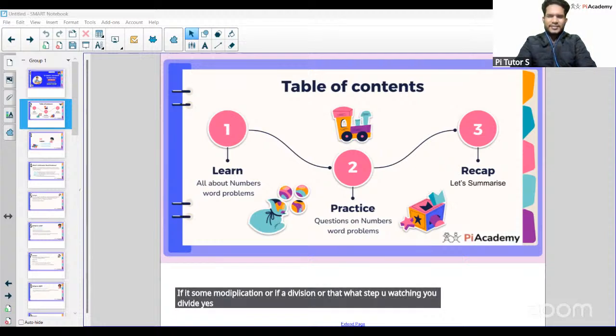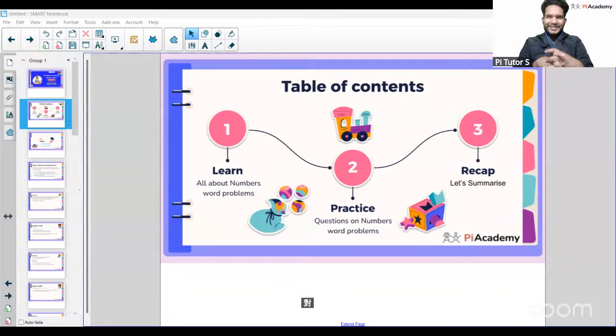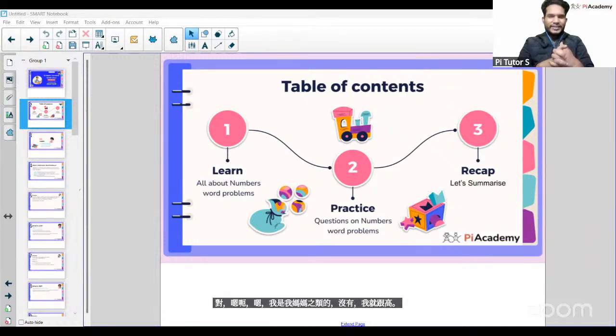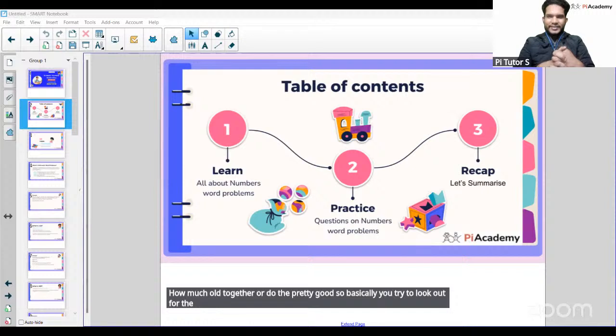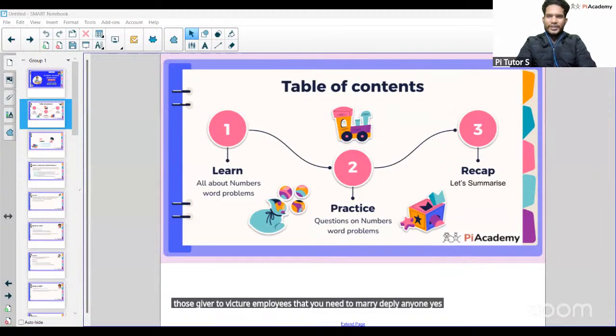Yes, Asaz, go ahead. There are some words that mean division. If you have to add everything, how much together. Altogether or total, right? Yeah, very good. So basically, you try to look out for the keywords, correct? And what are those keywords which imply that you need to multiply? Anyone? Yes, Govind?